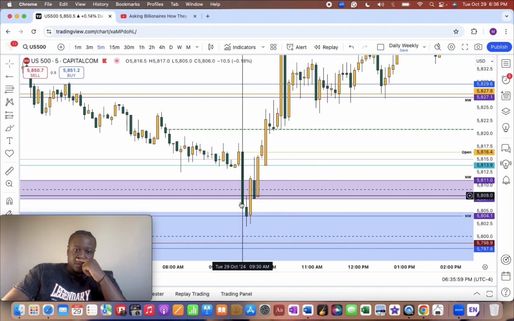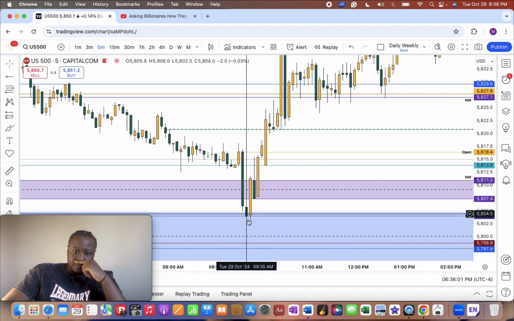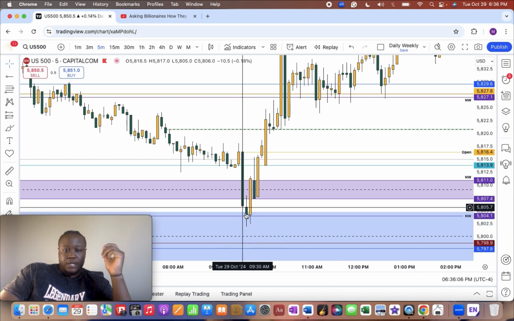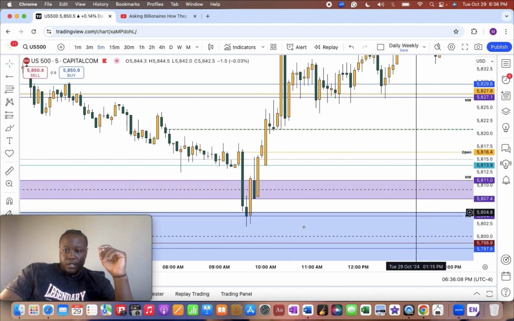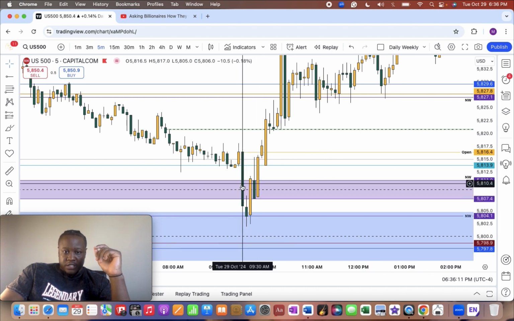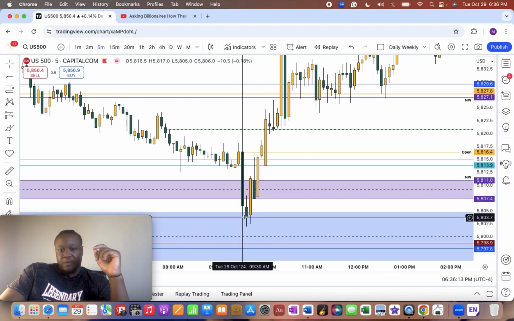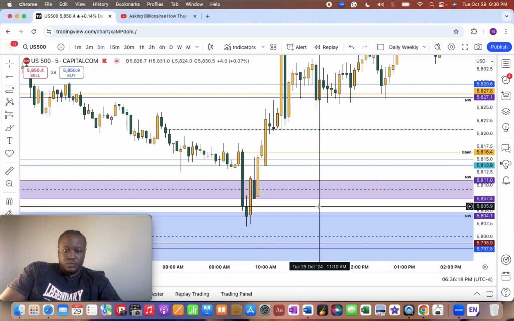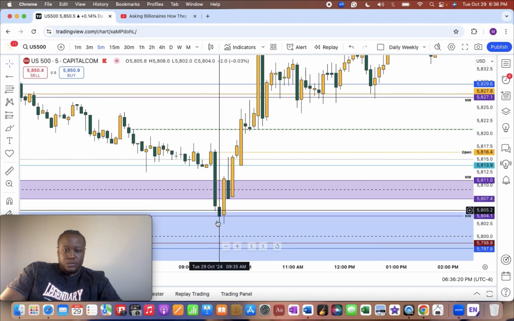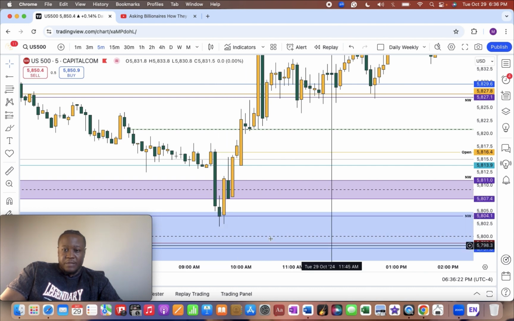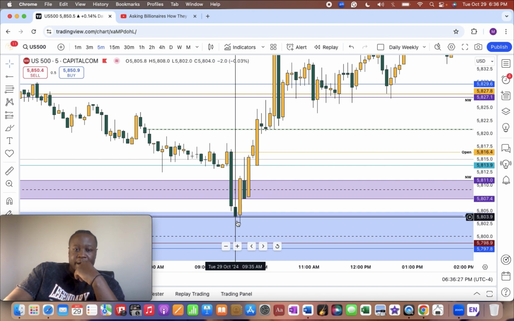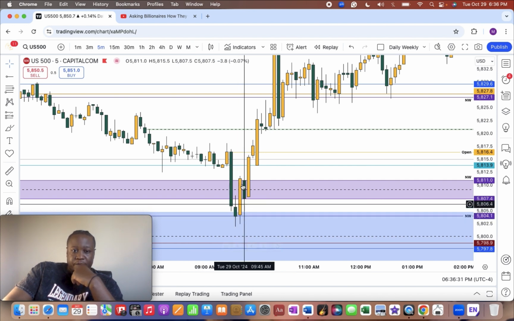We did fall into a daily level right here, which was a daily gap that's been filled, but the level is still there on my chart. So we closed into this gap, this week's gap. We closed it. Once we came down to this week's gap, closing it in, right away you see the market starting to reverse.